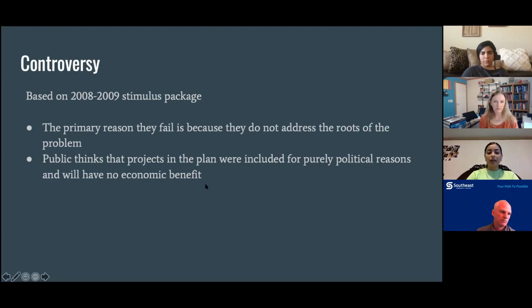And then finally, some people think that these packages don't have any economic benefit, but as you have seen, if you do put a good amount of money into the economy, then you should get some reward back.